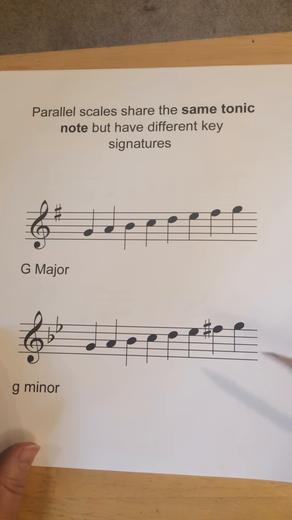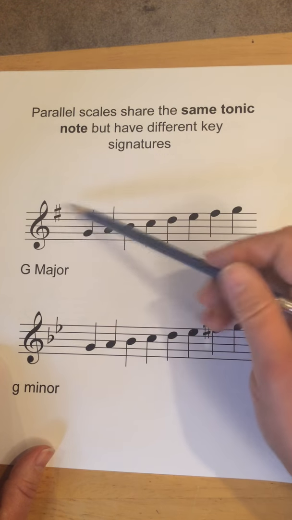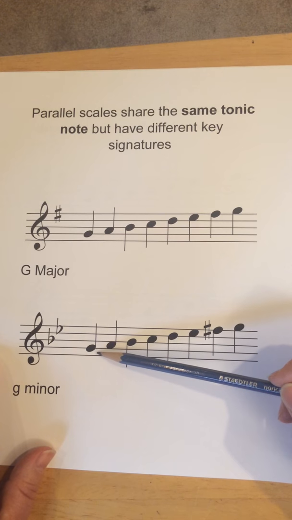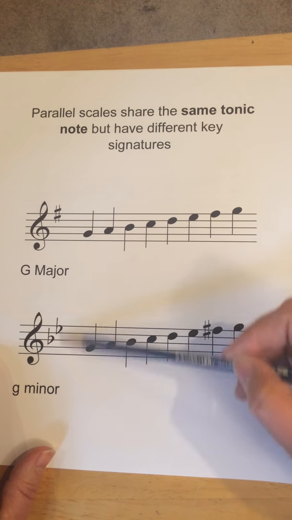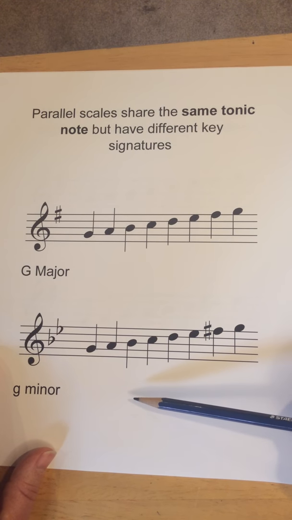Parallel scales share the same tonic note, and they have different key signatures. So G major starts on a G and G minor starts on a G. But they do not have the same key signature. G major has one sharp, G minor has two flats.